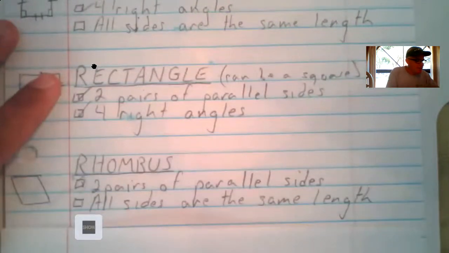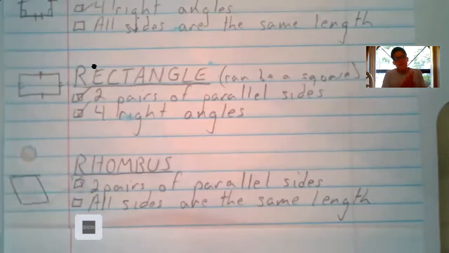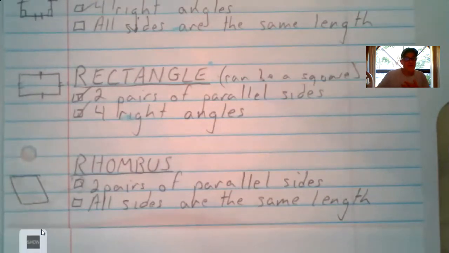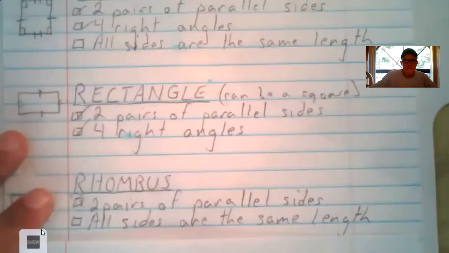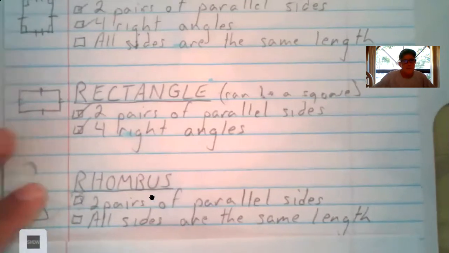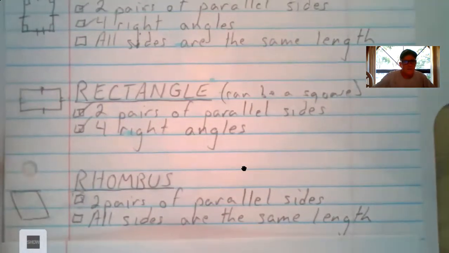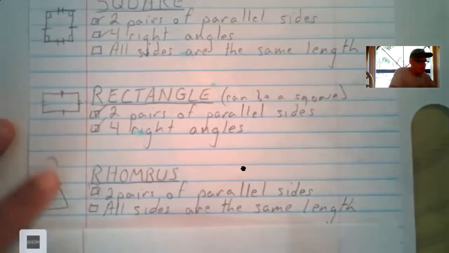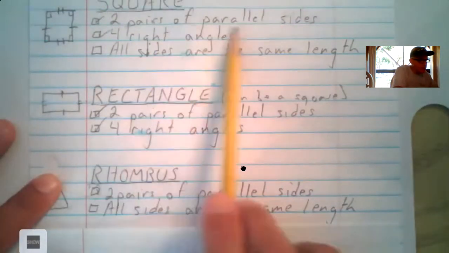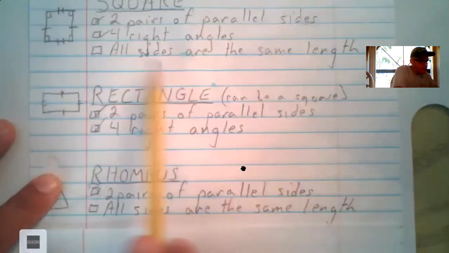Now, a rhombus. A rhombus is definitely loosey-goosey. It really doesn't care about a lot of things. The only thing that it cares about is it has 2 pairs of parallel sides, and all the sides must be the same length. Okay, so let's look at those attributes of a rhombus again. It needs to have 2 pairs of parallel sides, and all sides are the same.